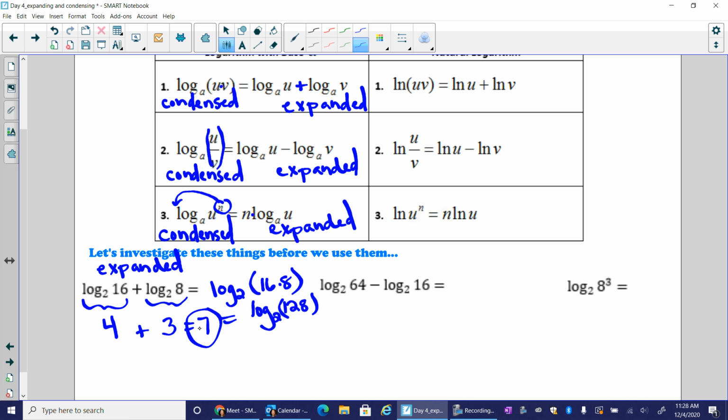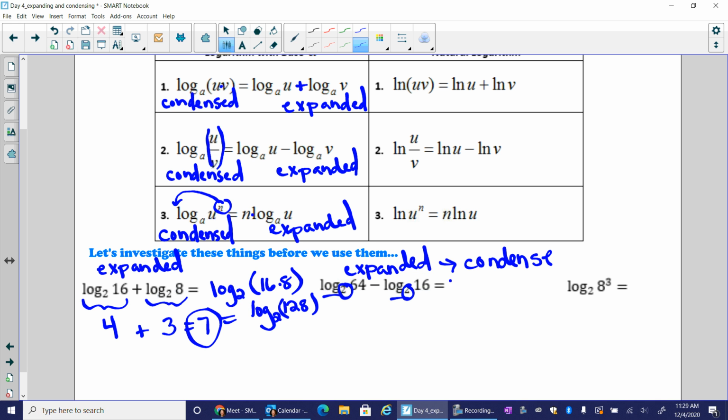All right, so let's look at the second one where we have subtraction. So taking this expanded version and condensing it. So I'm going to start by condensing. So this is expanded. I'm going to move this into a condensed form. So what do I mean by that? I'm going to take it and condense it into one logarithm instead of being two logarithms. And I can do this because they have the same base. Just like exponents, they have to have the same base.